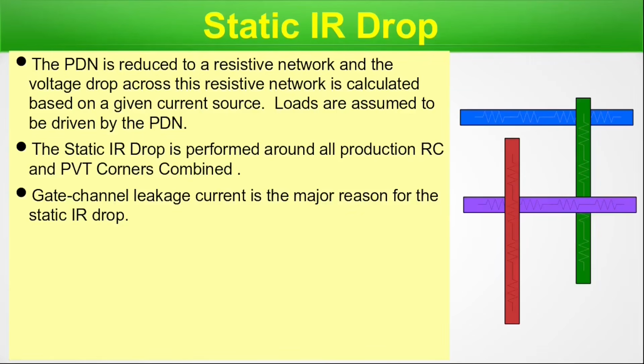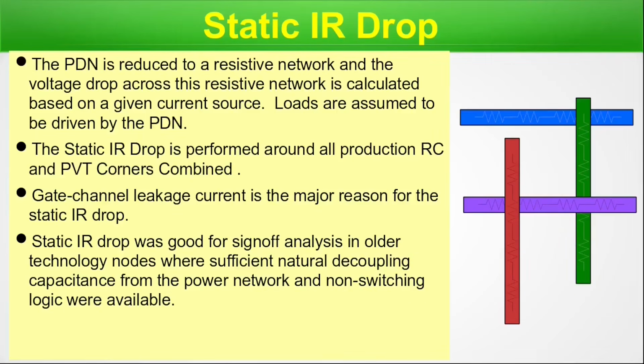Next, gate channel leakage current is the major reason for the static IR drop. Another good point: static IR drop analysis was good enough in older technology nodes, where sufficient natural decoupling capacitance from the power network and non-switching logic was available. That held for nodes at 130 nanometer and above. Right now, today, we are on below 10 nanometer.